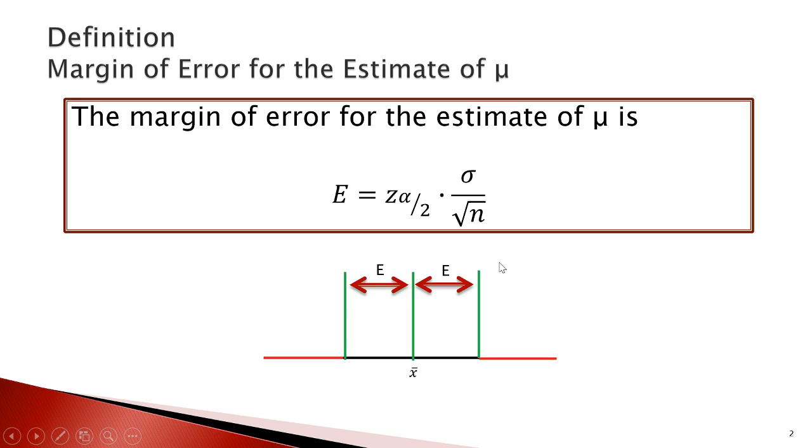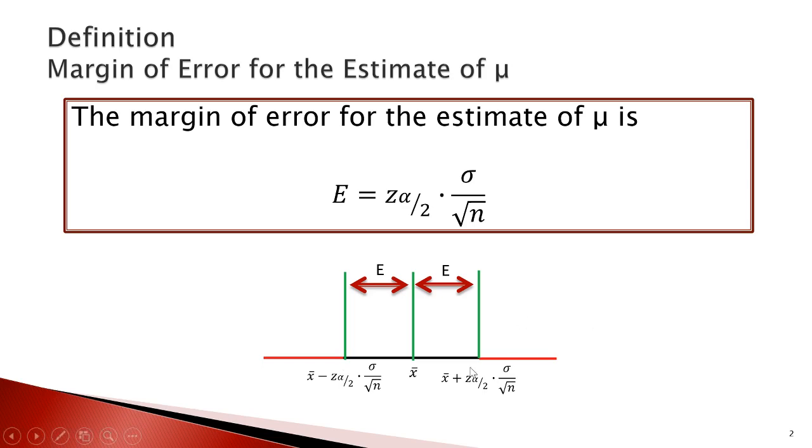In this figure, E denotes the margin of error and x bar is the sample mean. So the margin of error is on either side of x bar. As you can see, the margin of error goes to the left side as well as to the right side. The value on the left side of x bar is the lower bound of the CI. It's this. So the margin of error is equal to that.